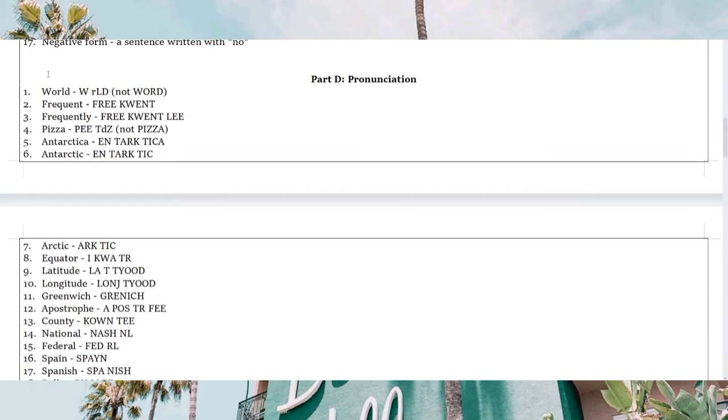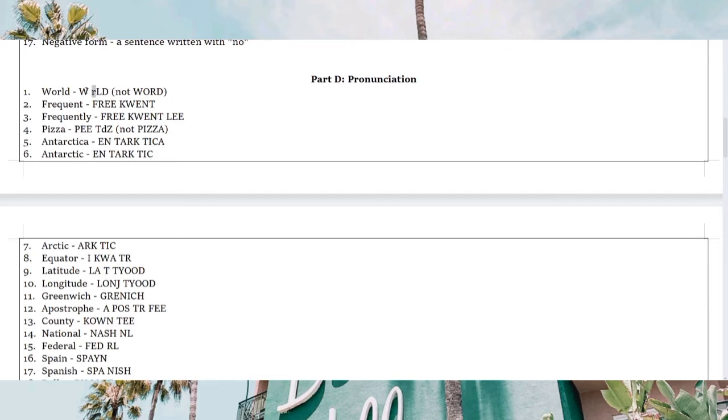Let's see some pronunciation. Number 1, world. It's not words, it's worlds. The L sound is important. Worlds. You can speak the R, but it's very soft. You can speak it, you can omit it. If you can't speak the R, doesn't matter. Just leave it out.